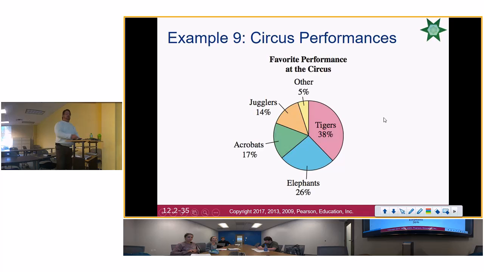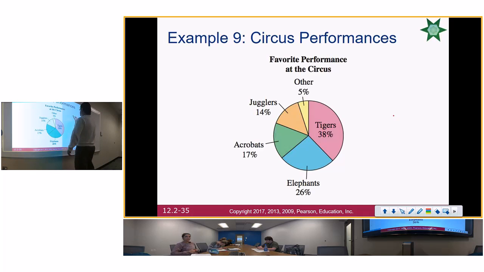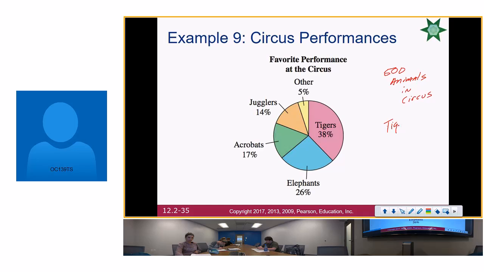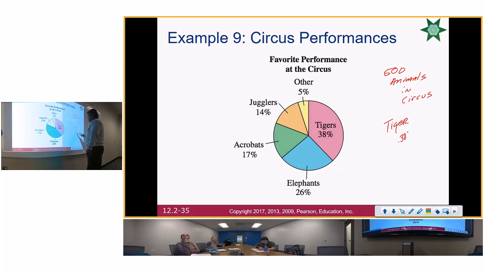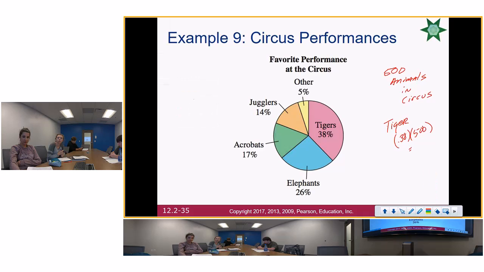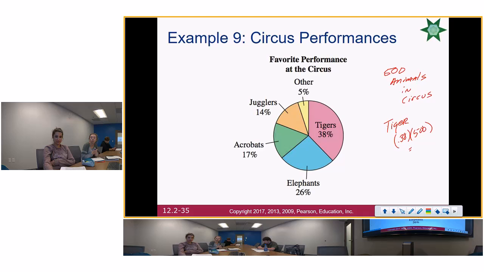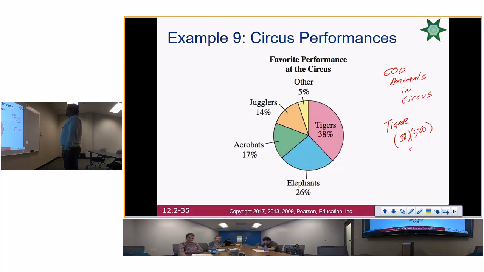So if I say that there's 500 animals in the circus, somebody tell me how many tigers are there? 190. Thank you. You take 0.38 and multiply by 500, and you said it was 190? Mm-hmm. I think. Hold on. Multiply, that's what I did, yeah. Well, 10% would be 50, 30% would be 150, yeah, 190. Yeah. Okay, you're making me question myself.